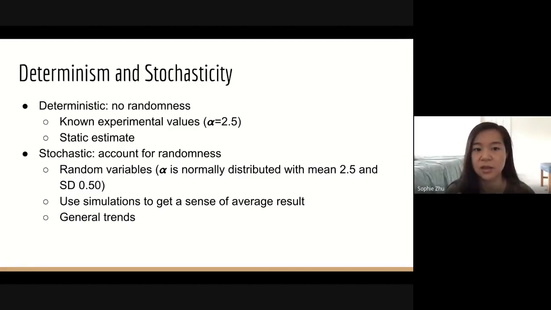It's quick and easy, but if we're trying to make large-scale recommendations, it probably isn't the best way to go about things. That's where this idea of stochasticity comes into play. Stochastic models and processes try to account for randomness. So instead of saying that alpha is equal to a specific number, we're saying that we know alpha is around 2.5, but it could have a range of 1 to 4. The majority of the time, it will be around 2.5, but there are some occasions where it is super low or super high.